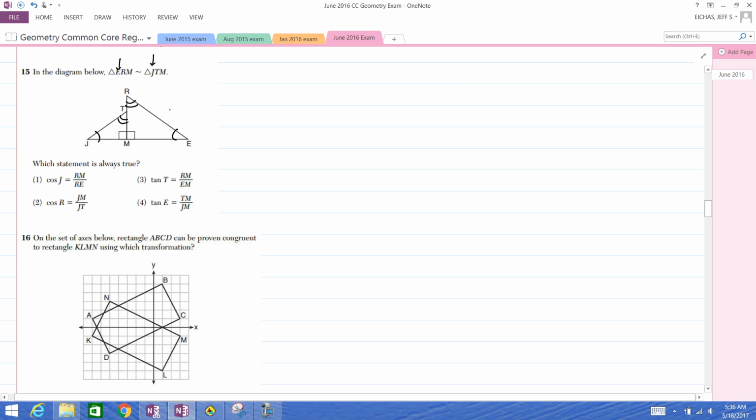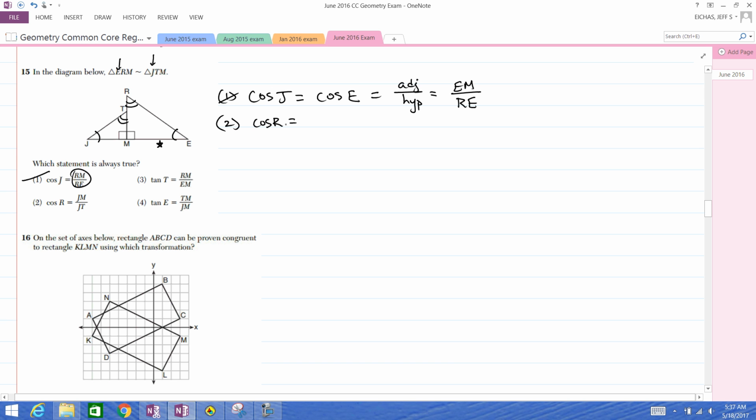Okay, so these are similar figures. So cos of J, looks like we're going to have to break this down. That's going to be the same as cos of E. And that's, I think, what they're testing here. That's adjacent over hypotenuse. So that is going to be what's adjacent to E. Okay, right here, EM or ME over the hypotenuse RE. Nope. I'm just going to have to grind through all these choices. So choice 1's out.